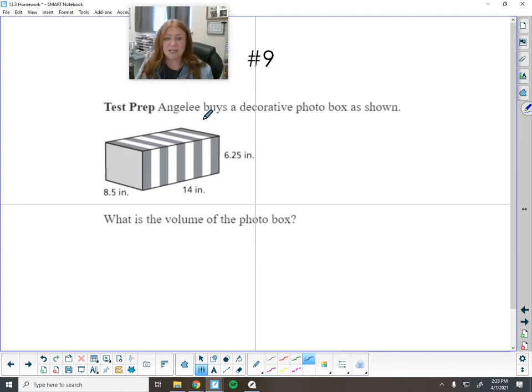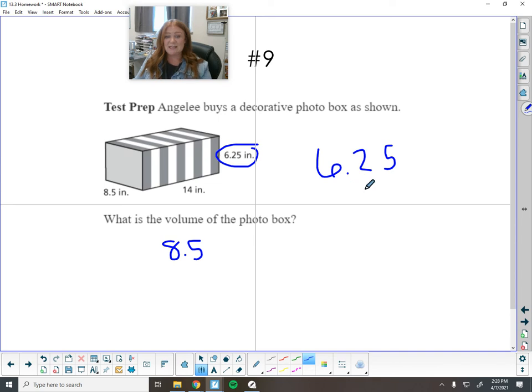Number 9, Angelie buys a decorative photo box as shown. So very fancy. 8.5 by 14 by 6.25. What is the volume of the photo box? So we need to do 8.5. And I'm going to actually start with 6.25 and put that on the top. So even though it's the smallest number, it has the most digits in it. So I'm going to start with that, and I'm going to multiply it by the length here of 8.5.